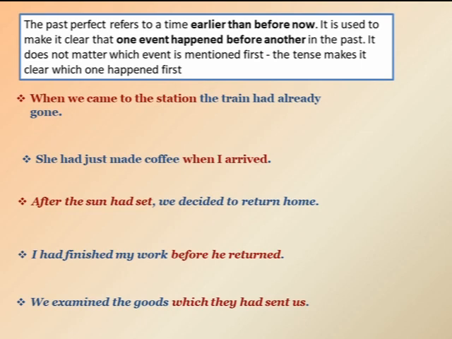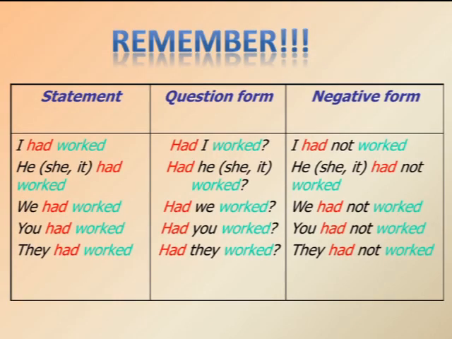Next, how do we form statements, question forms and negative forms? So in this table, you can see it distinctly. I'll read them. I had worked, it's a statement. Question form, had I worked? The auxiliary verb had comes first before the personal pronoun. In the negative form, we use the particle not. For example, I had not worked.